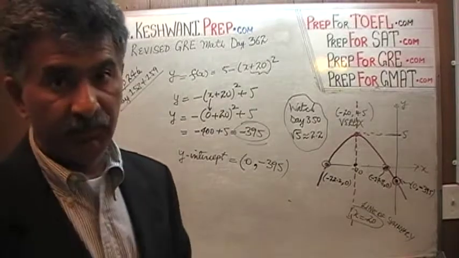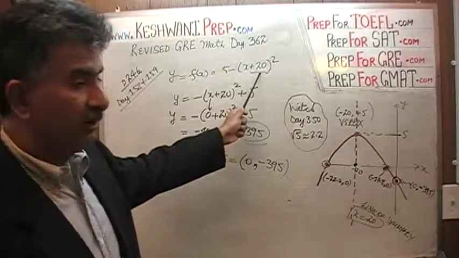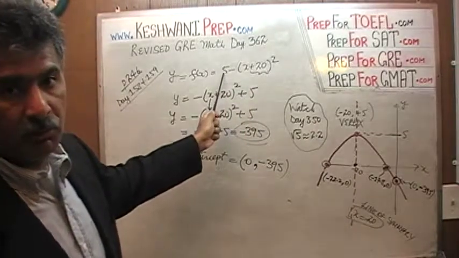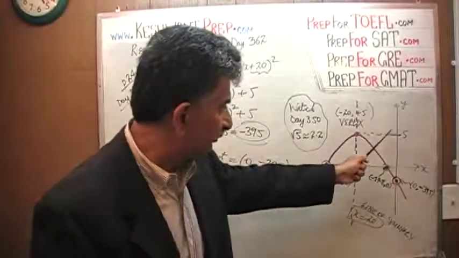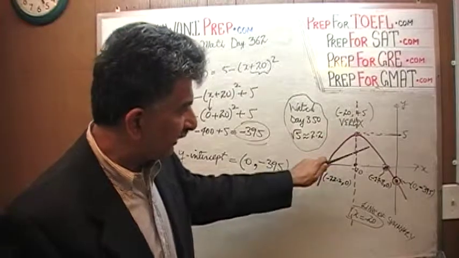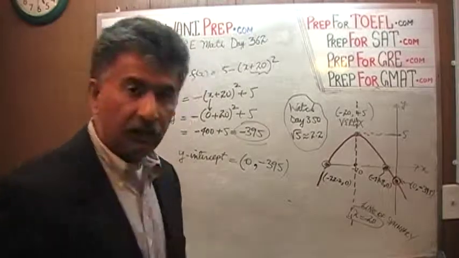If that's the question, that can be done in 10 seconds. You just look at the equation, and you say to yourself, it's been shifted left by 20 units, it's upside down, and it is shifted up by 5 units. And you look for the one parabola that corresponds to all of this. This is the one that's been shifted left by 20 units, lifted up by 5 units, and flipped upside down. That's the one.